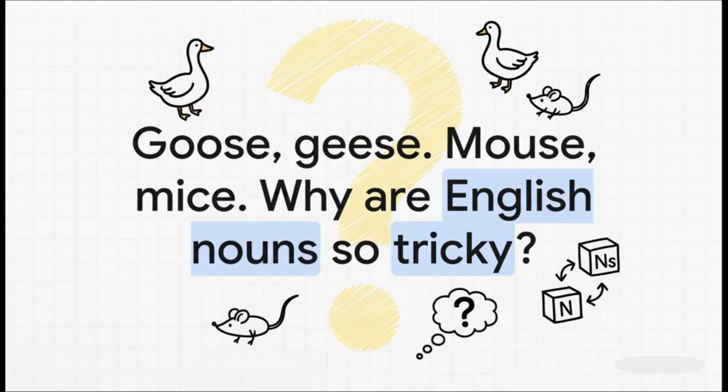I mean, we've all been there, right? You think you've learned a rule and then bam, English just throws this total curveball at you. So why do some words play nice and follow the rules, while others just seem to make up their own? Well, that's exactly the puzzle we're going to solve today.